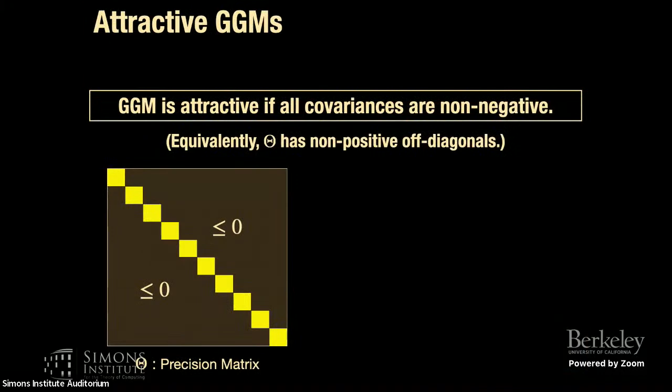The first model is attractive GGMs, which is again a little bit like the ferromagnetic assumption that we saw in Ankur's talk. Here we say a GGM is attractive if all covariances are non-negative, meaning all variables are positively correlated. When you invert the matrix and look at the precision matrix, it translates to saying that all off-diagonal entries in your precision matrix are negative.